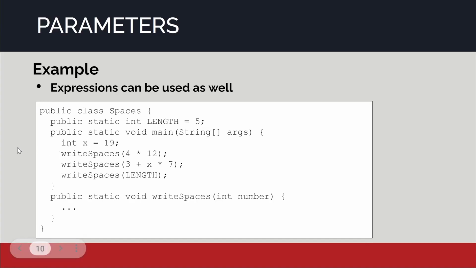We can also, just like any other value, use an expression. So instead of just putting the literal number 10, we can put in an arithmetic expression, 4 times 12. That evaluates to an integer, and the type here for our parameter is integer, so that's fine. We can do more complex arithmetic. We can use a class constant since length is an integer. That's fine. That can work.